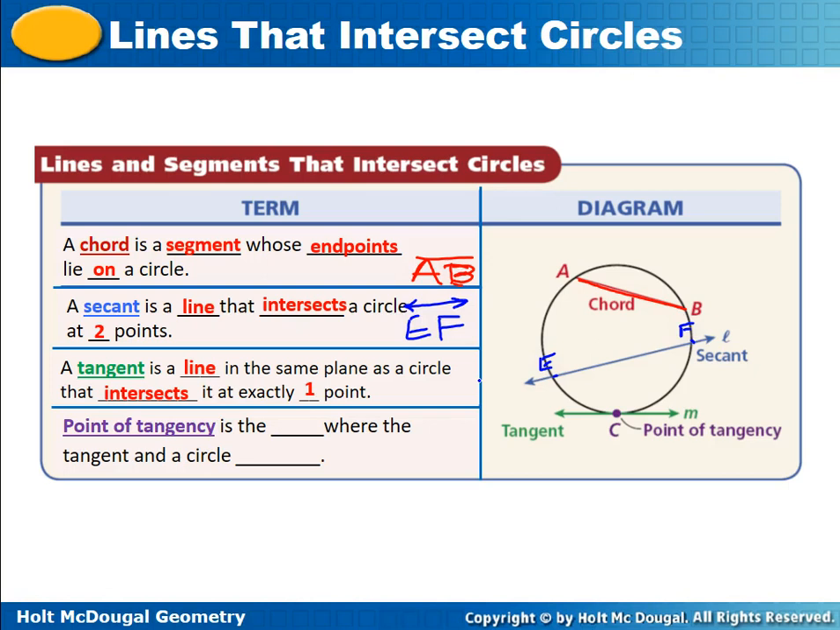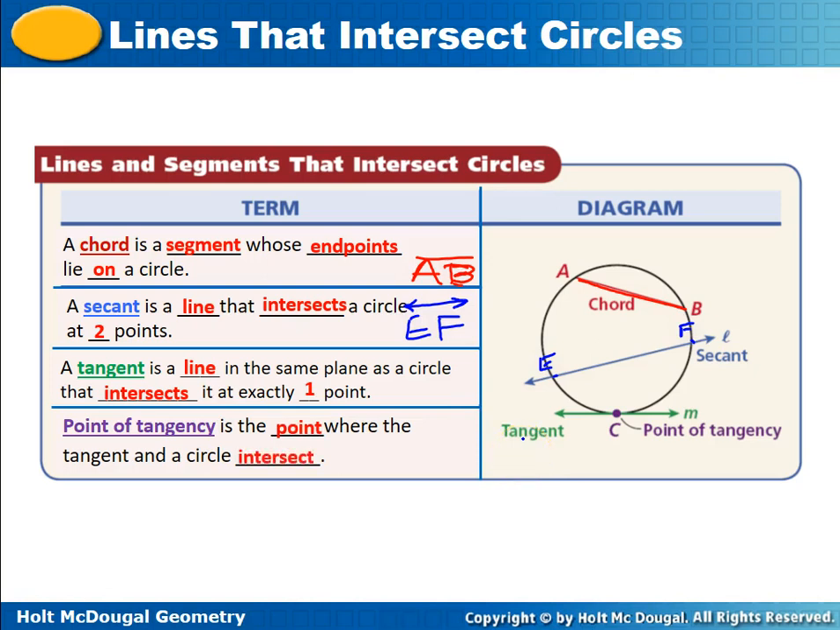Then we also talked about the similarities and differences between a secant and a tangent. Well, the similarities are that they're both lines. The differences are that the secant intersects the circle at 2 points, whereas the tangent intersects the circle at 1 point. The point of tangency is the point where the tangent and the circle intersect.